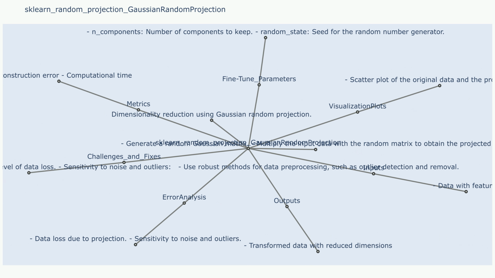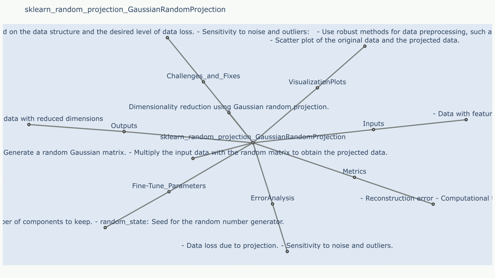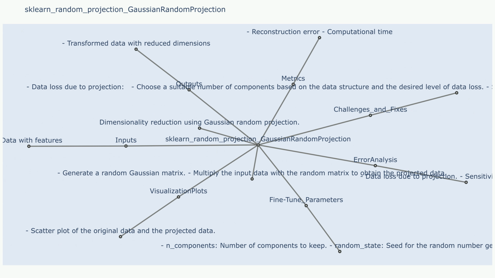Steps: initialization: the algorithm creates a random projection matrix with normally distributed entries. The size of this matrix depends on the original dimensionality and the desired number of components. Projection: the original data is multiplied with the projection matrix to obtain the projected data points. This process essentially transforms the data into a lower dimensional space.